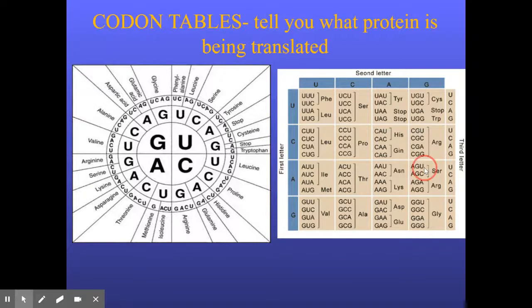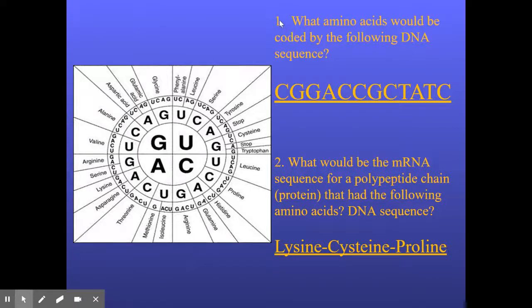All right, so let's use these. Try this one. What amino acids would be coded by the following DNA sequence? So let's use this one over here. So where should I go first? CGG, right? So I go to the center and I go to C. Then I go out a ring to what's the next letter? G. So it's there. And then G again, it's arginine. See it? So the first one is arginine.